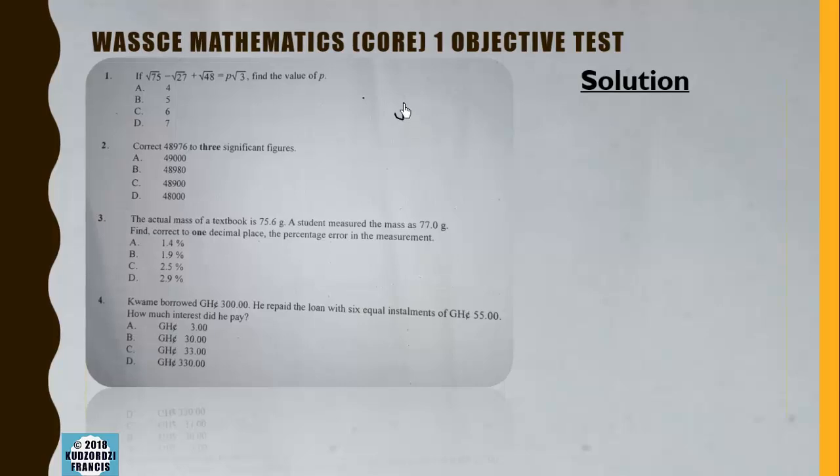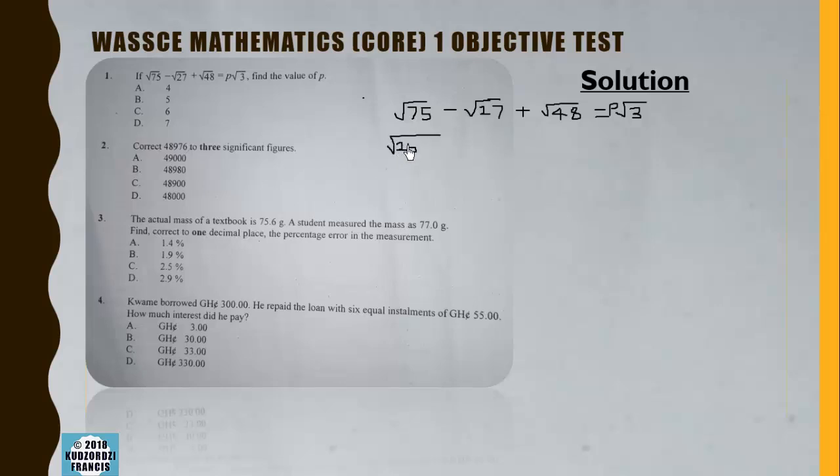So we have WASSCE Nov/Dec 2017, paper 1. So we are answering the objective test. The first question is, if root 75 minus root 27 plus root 48 is equal to p root 3, we should find the value of p.